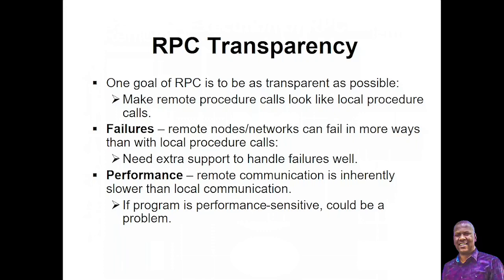Yeah, so it brings transparency so that remote procedure calls look like local procedure calls. Again, we have seen how it manages failures. Remote nodes and networks can fail in more ways than with local procedure calls, so it needs extra support to handle failures as well, because you can have the double tragedy. When one stub fails or is not well implemented, performance could also be an issue. So it also comes with its own challenges that we need to look at.